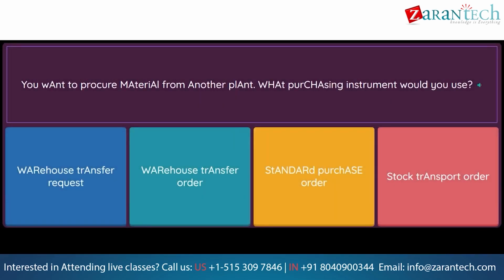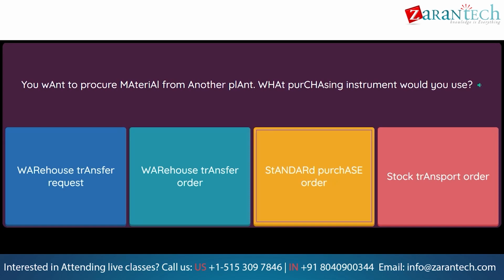Question: you want to procure material from another plant. What purchasing instrument would you use? Option 1, warehouse transfer request. Option 2, warehouse transfer order. Option 3, standard purchase order. Option 4, stock transport order.